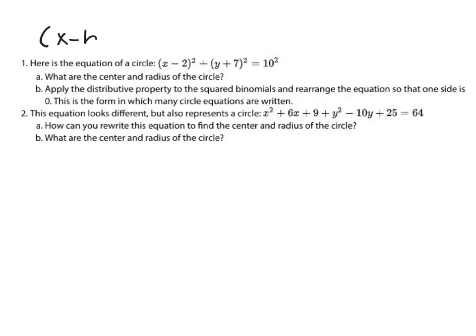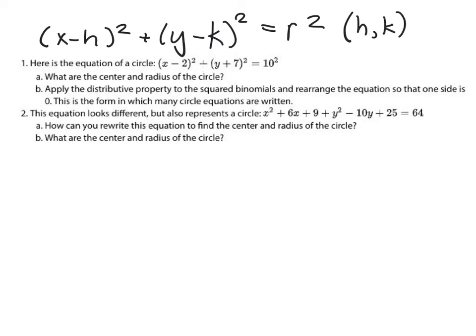x minus h squared plus y minus k squared equals r squared. So what this tells us is the center is h comma k, and the radius is r.